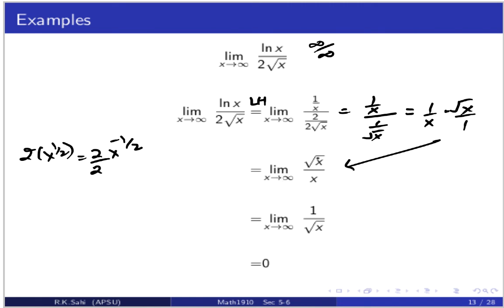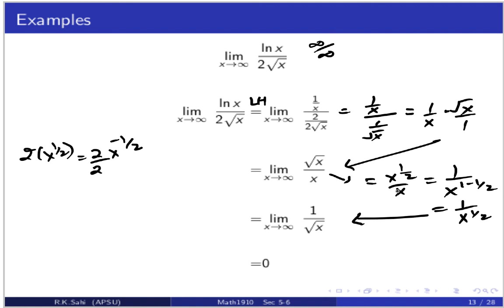Now we can still do a little bit of algebra here. This is x to the power ½ over x, or 1 over x to the power 1 minus ½, which is 1 over x to the power ½. So it's all algebra here, guys. So what do we notice? The limit as x tends to infinity of this nice little expression is very simple, 1 over square root x. And when you substitute x to infinity here, 1 over infinity is 0.